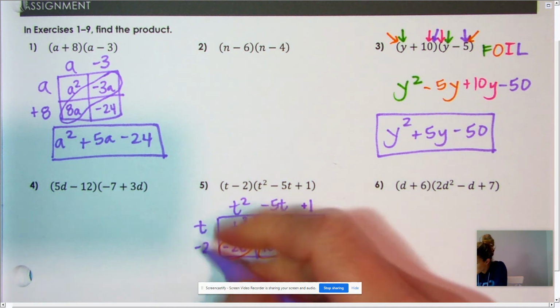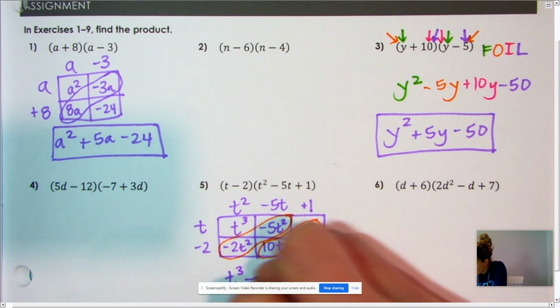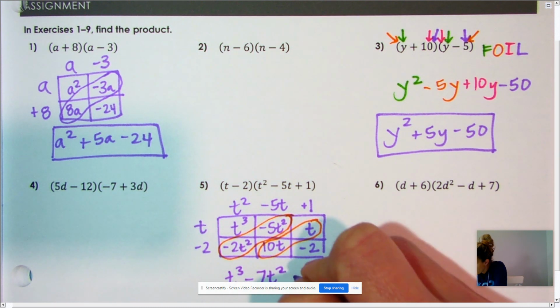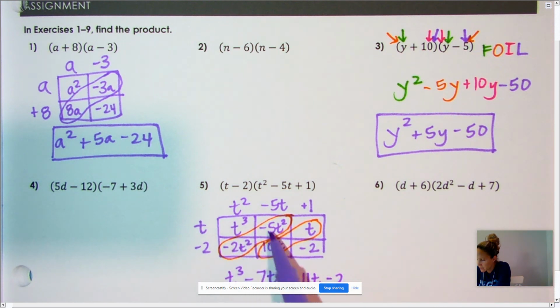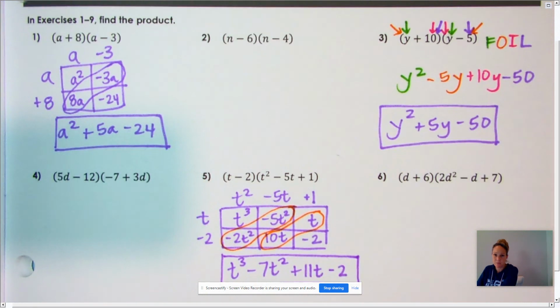All right, so I have t to the third power. I have minus 7t squared. I have plus 11t, and then I have minus 2. That was just combining the t squareds and the regular t's, and then just writing those other ones. Making sure you put pluses and minuses to separate all of the terms.